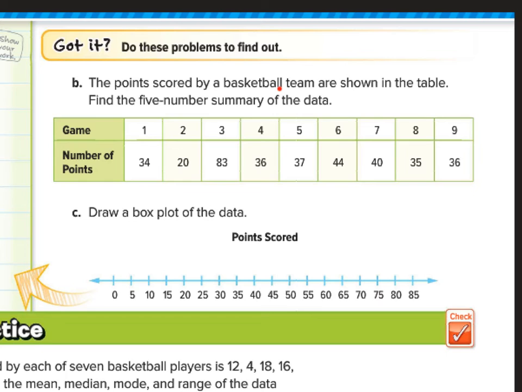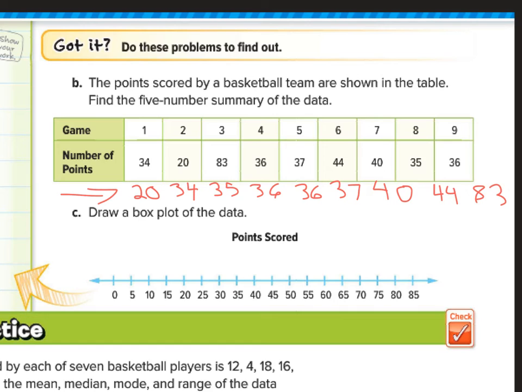The points scored by a basketball team are shown in the table. Find the 5-number summary of the data. Okay, we have to first put them in order, so I will do that right here from least to greatest. And I see that my lowest number is 20, my highest number is 83, or what we say is my minimum and my maximum. The maximum seems like a bit of an outlier. It's really far away from the core of the data. Here we have about a 24 range, and there's almost 24 just between these two numbers. So this one's really far out there.